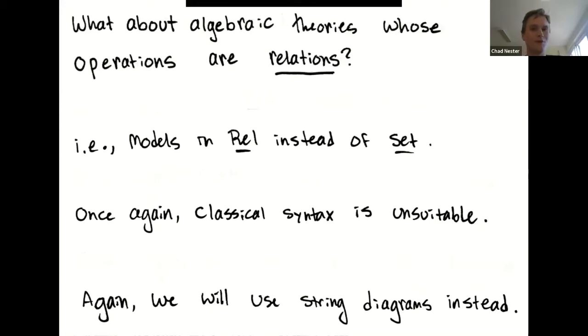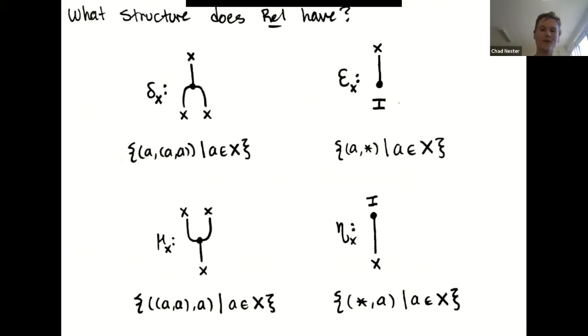We'll move on to the final part of the talk, where we talk about relational algebraic theories. We're going to ask the same question. What if I want models of my algebraic theories in the category of sets and relations instead of the category of sets and functions? We've heard this before. Once again, we can't use classical syntax. It won't work. Instead, we have to use string diagrams, or we don't have to, but we're going to.